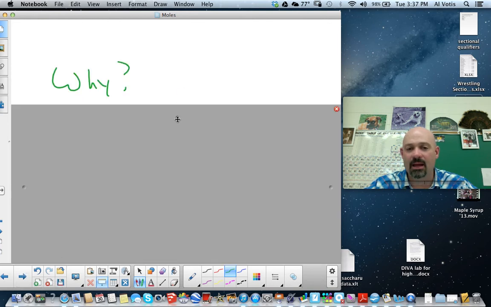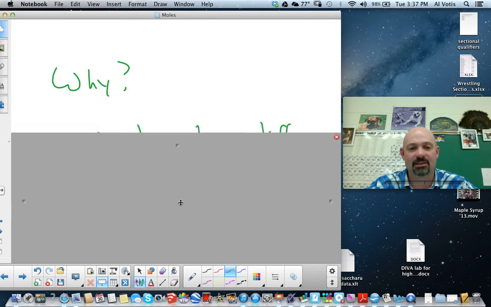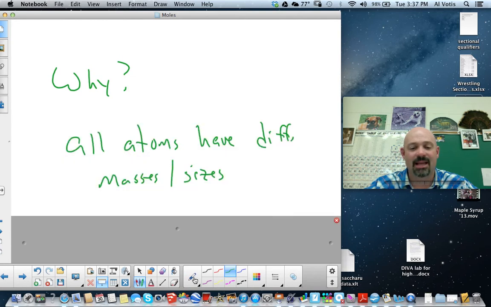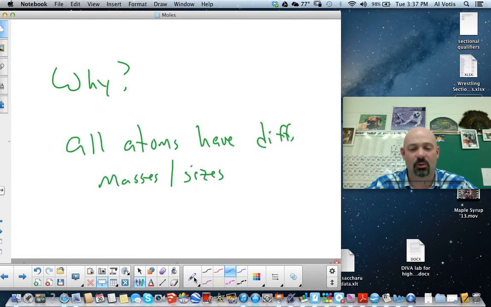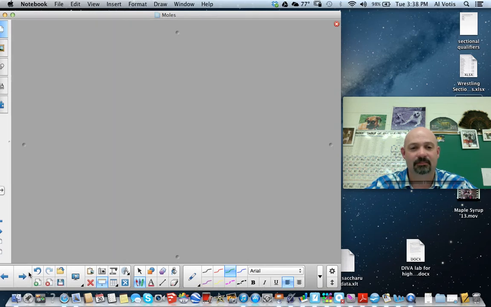Okay, so again, why do these things have different masses and different volumes? Because atoms are different sizes, like we talked about with the toasters versus a pencil. I have the same number of each, but they're going to have different masses and different volumes.